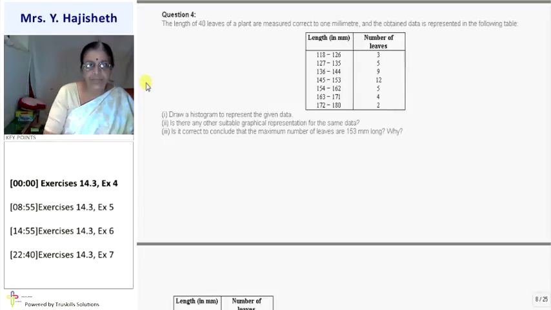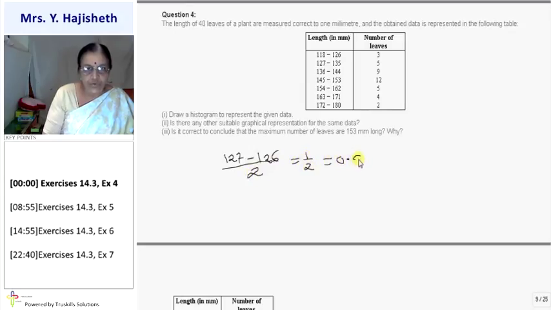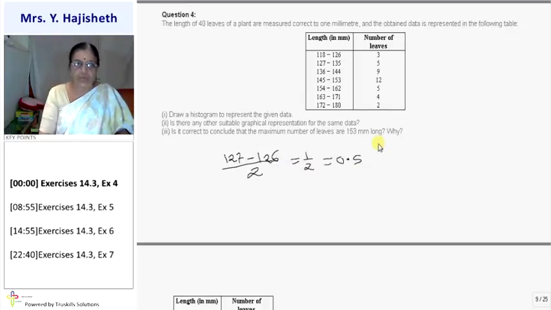How to avoid the gap? You can avoid the gap by taking the difference of the lower limit of a given class, say 127, and the upper limit of its preceding class. So 127 minus 126 upon 2, so it is 1/2, so it is 0.5. This 0.5 you subtract from the lower limit and add 0.5 to the upper limit.